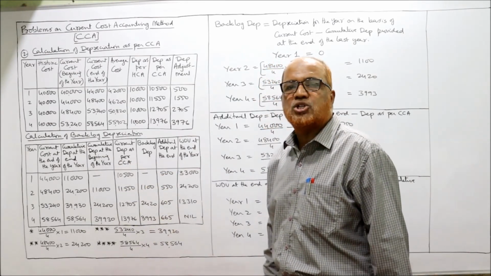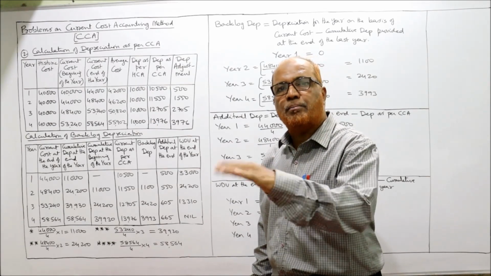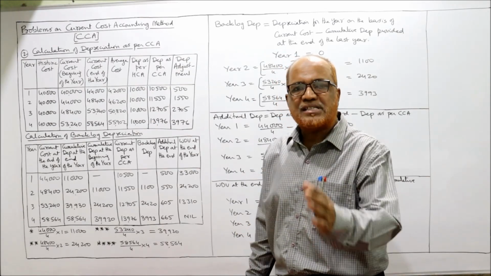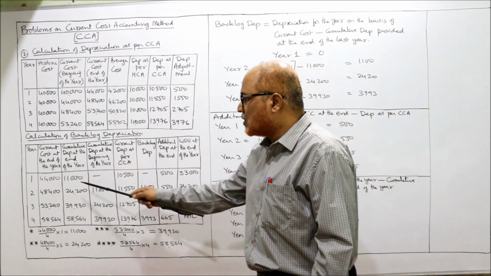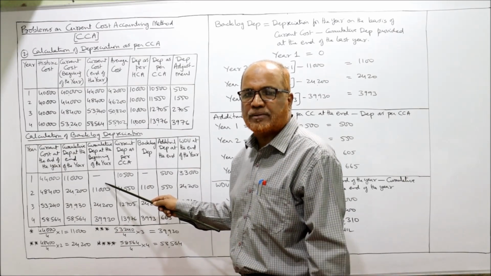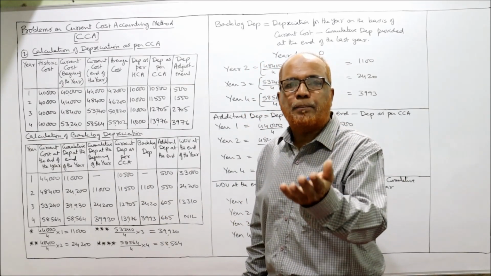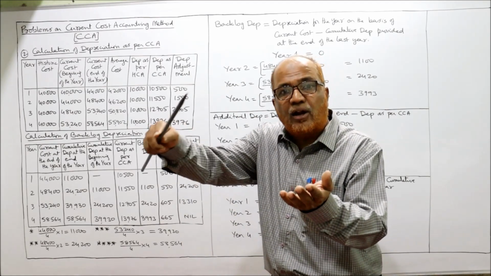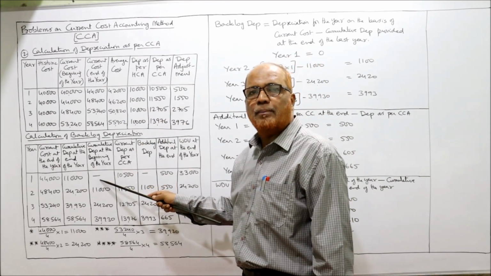Now cumulative depreciation, the beginning of the year and the end of the year. First year's closing depreciation becomes the beginning for the next year. First year closing will become second year beginning. So cumulative depreciation at the beginning of the first year is dash. No depreciation at the beginning of the first year. Depreciation will arise at the end of the first year.